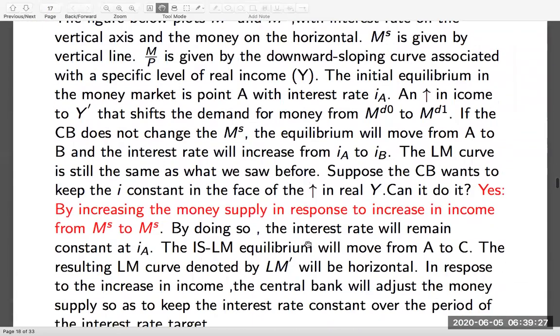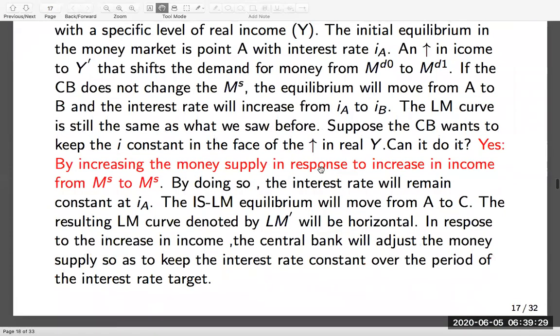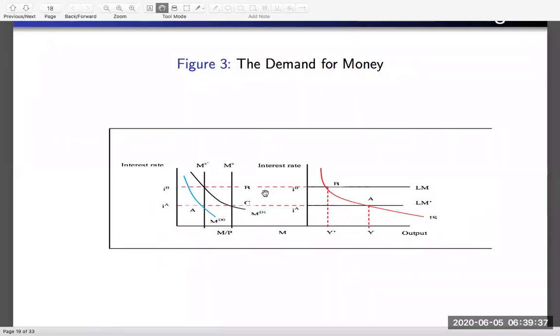So that's what I discussed here. By increasing the money supply from MS to MS1 in response to an increase in income, the IS-LM equilibrium will move from A to C. Actually, this is in the table.